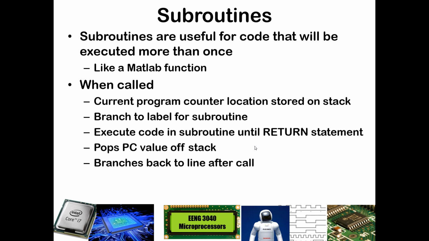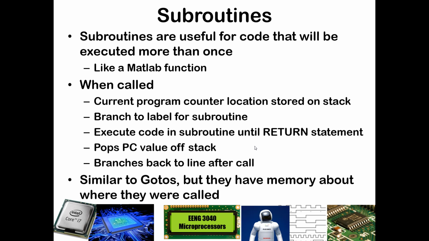And so we continue executing the code after the call statement until we reach some other part of the code. So similar to gotos, subroutines allow us to not just fall through from one line of code to the next, but the difference between subroutines and gotos is that gotos branch unconditionally. They have no way of getting back to where they were sent from, but with a subroutine there is memory about where the call statement was and how to get back there.